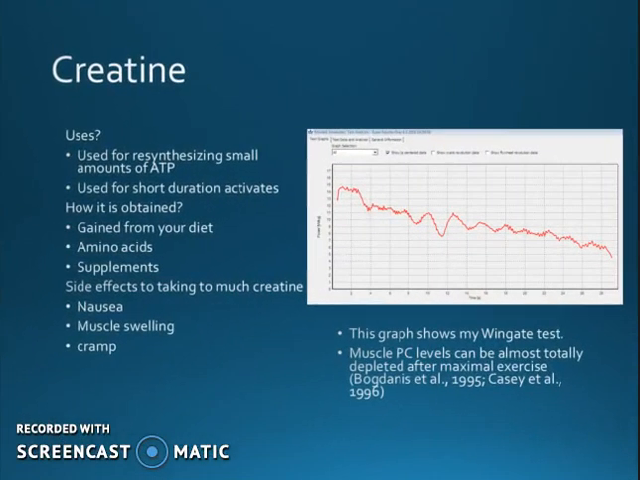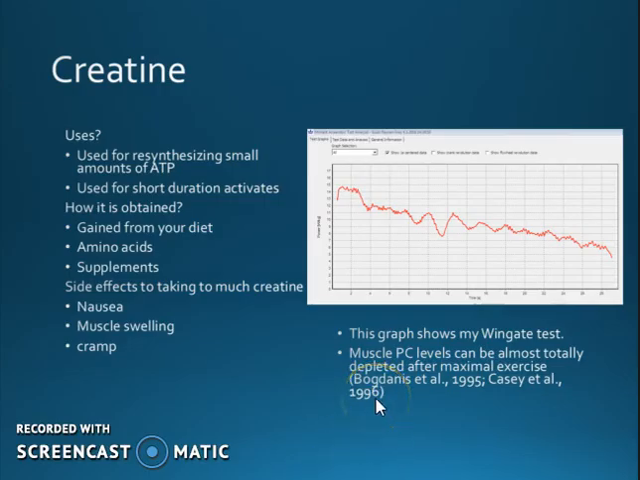So creatine. This is used for resynthesizing a small amount of ATP very quickly, whilst increasing the intensity of short duration activities. For example, a 100-meter sprint, you would be running very fast at a high intensity but for a very short duration.